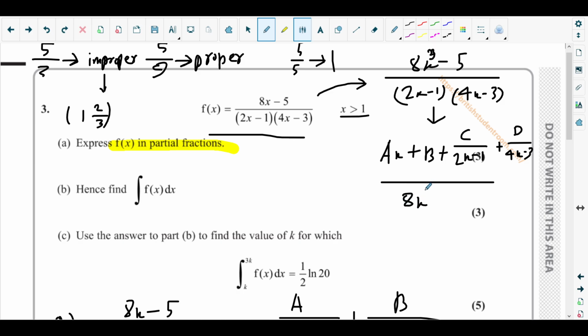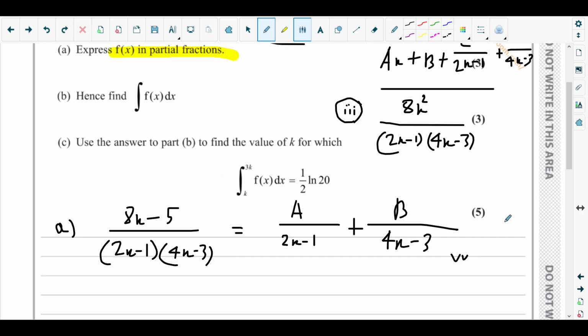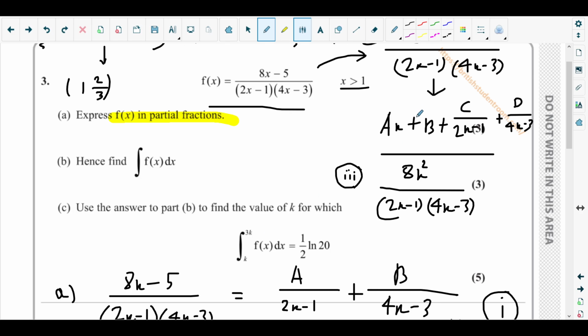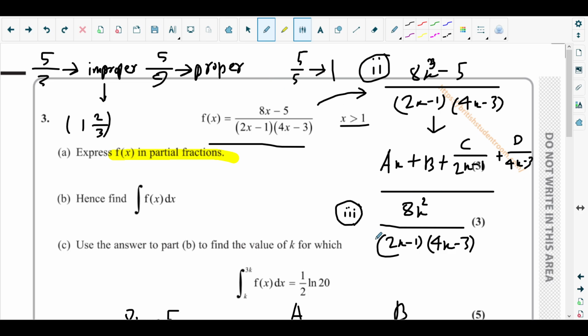Fraction for the third process: 8x squared over twice of x minus 1 times 4x minus 3. Fine, this is the third step, and this was the second one, and this is the first. This is a proper fraction. The first one is proper, the second one is improper, the third one is what?